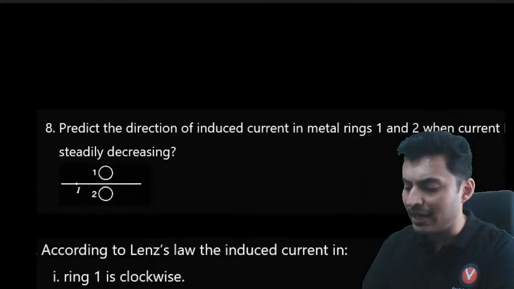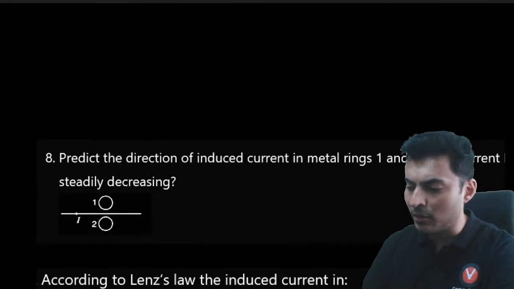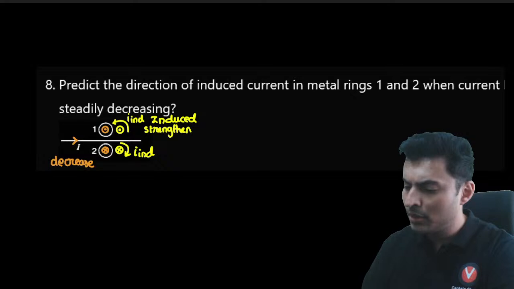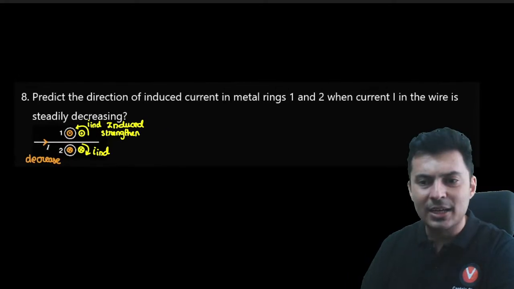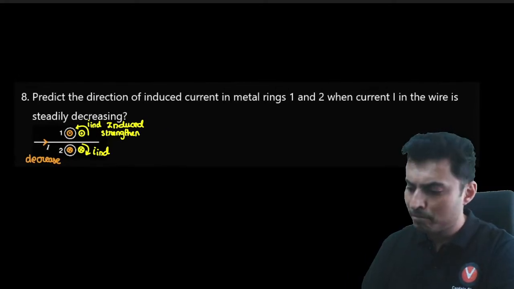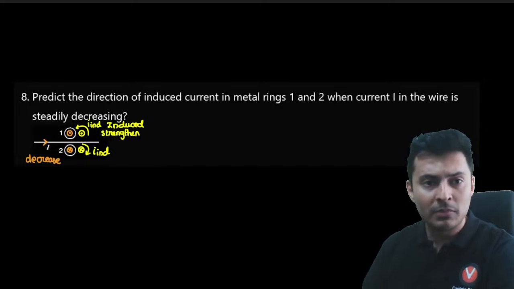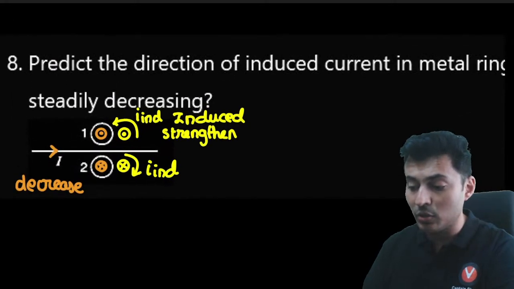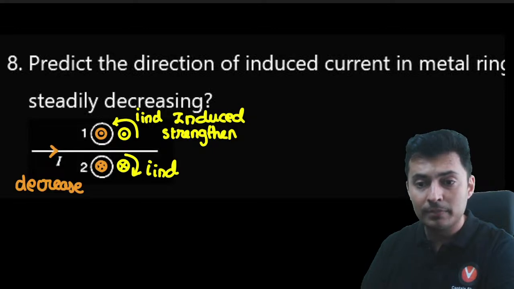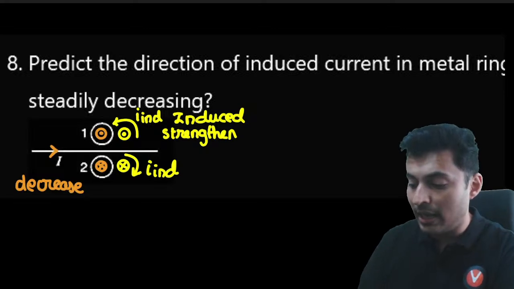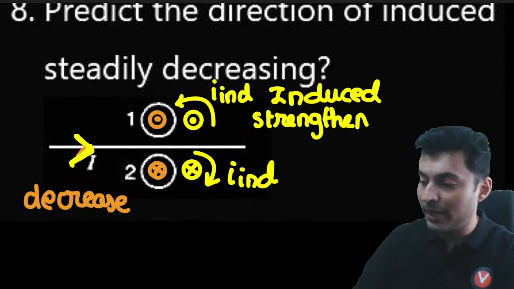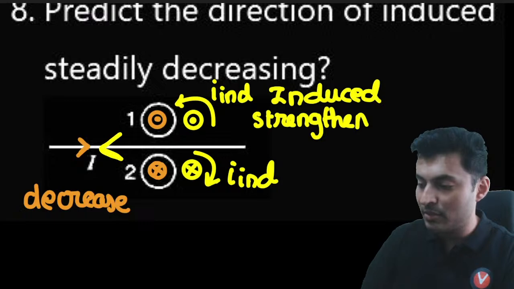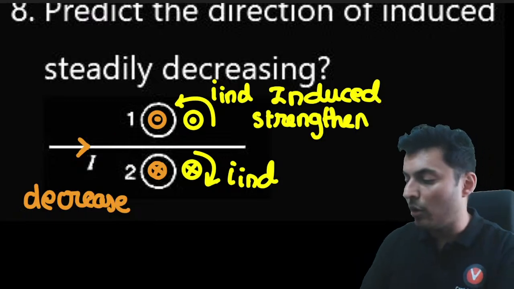So anti-clockwise and clockwise. It is decreasing, guys. Be careful. The current is decreasing. So be very careful. Current is decreasing, so the induced field should strengthen it. And I have assumed the direction of the current this way. If the direction of the current was this way, then the answer will be exactly opposite.